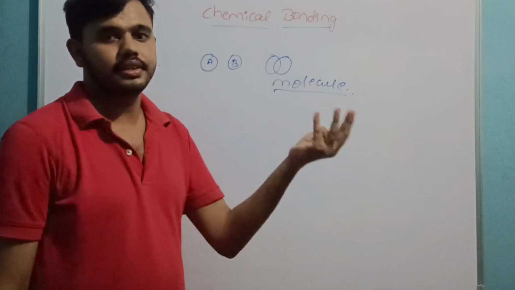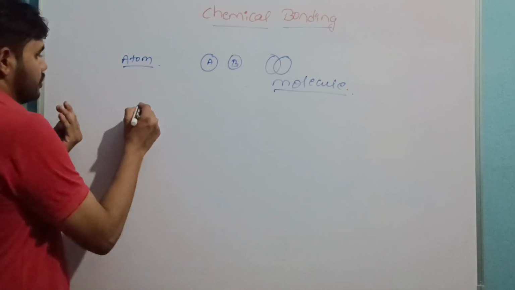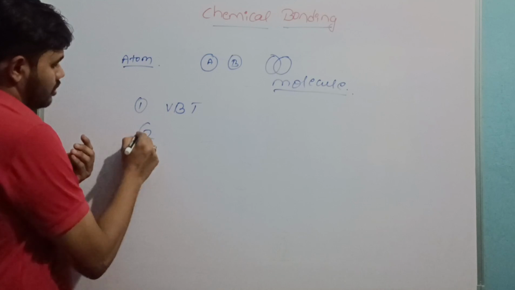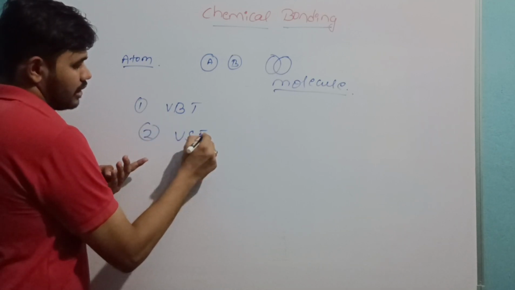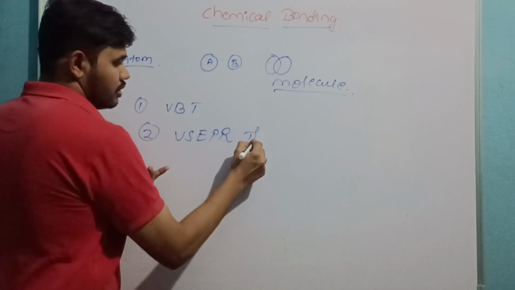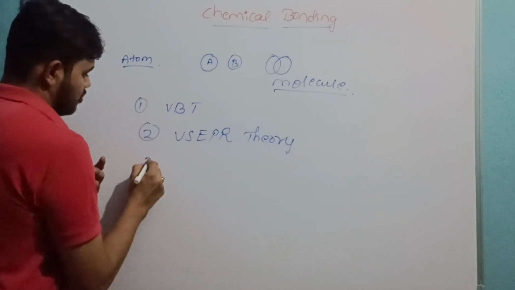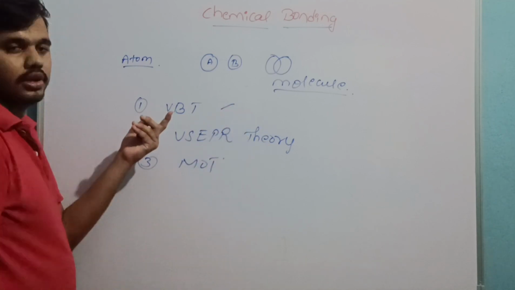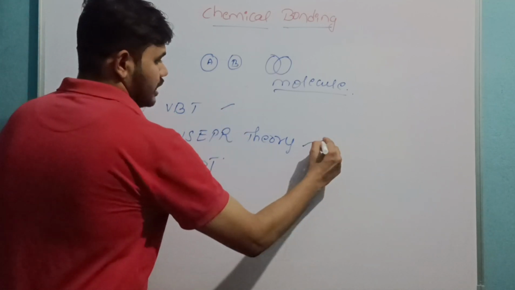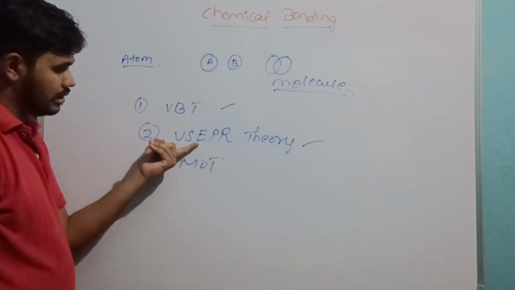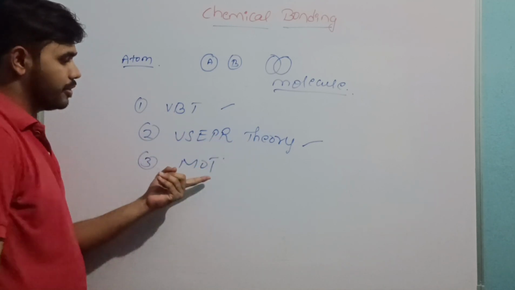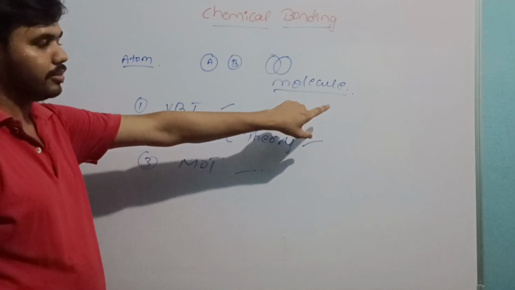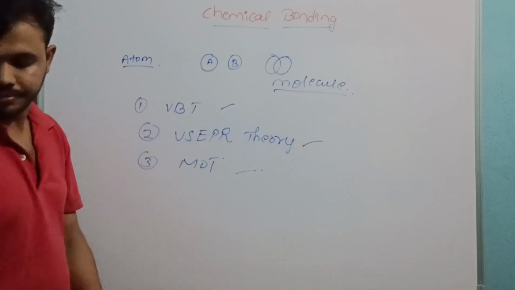It has three different theories. First one, valence bond theory, valence shell electron pair repulsion theory, and molecular orbital theory. We have three types of theories to explain molecular formation. Let's learn one by one.